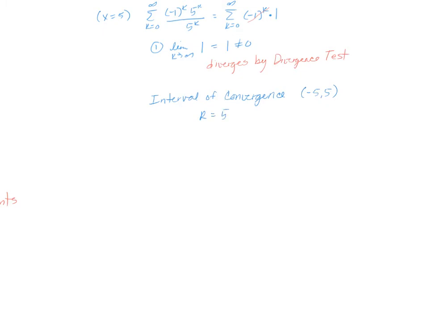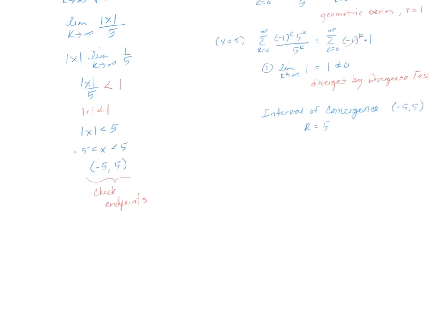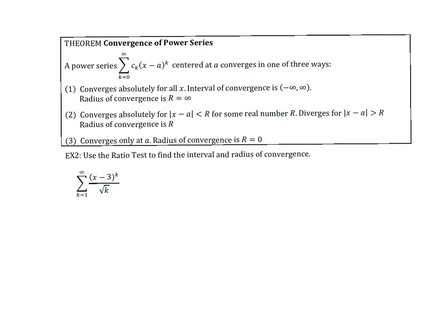Now let's go back to when I solved and I got the absolute value by itself. Since I got the absolute value of x less than 5, that actually tells me that my r is equal to 5. And this brings us to this theorem with power series. Whenever we're determining convergence of a power series, and here we're looking at a power series that has any center A, it's going to converge in one of three ways.